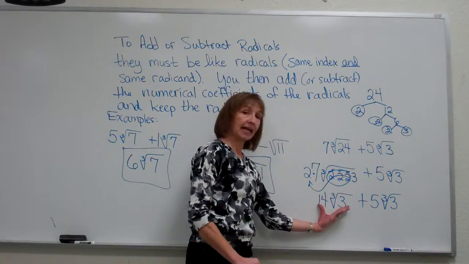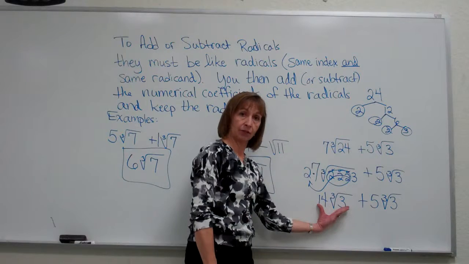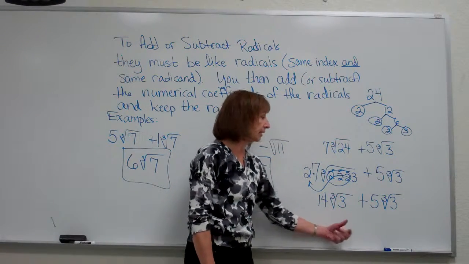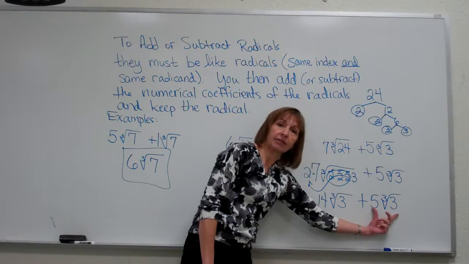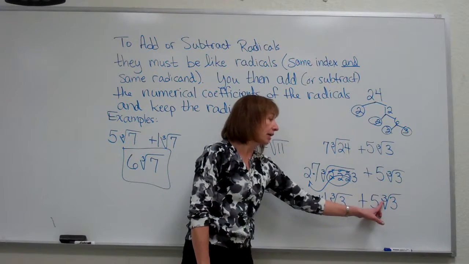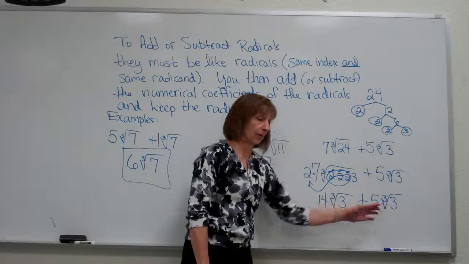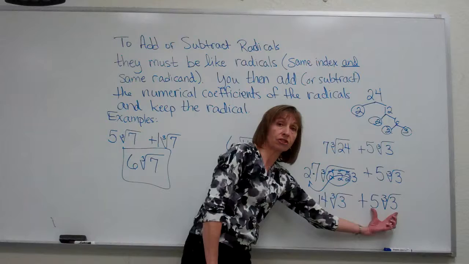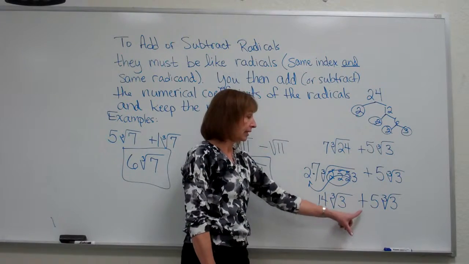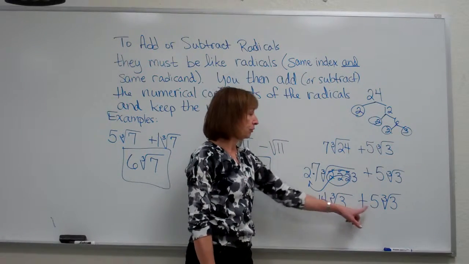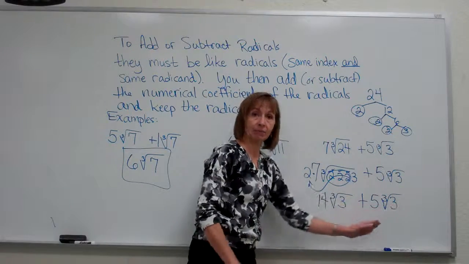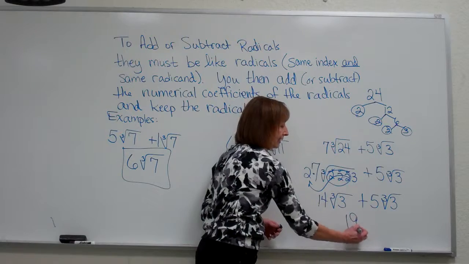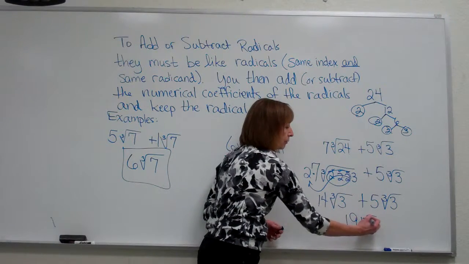Now when I look again, I see my first term is 14 times the cubed root of 3. It has a radical factor of the cubed root of 3. And my second term is 5 times the cubed root of 3. It has a radical factor of the cubed root of 3. So the radical factors in each of these 2 terms match. They're like radicals. So to carry out the addition, I'll add the numerical coefficients and keep the radical part. 14 plus 5 is 19, and then cubed roots of 3.